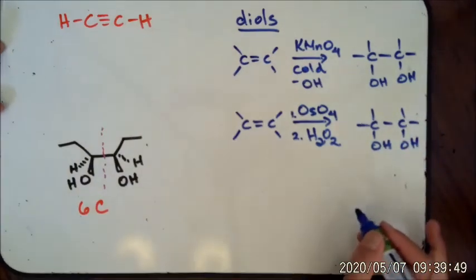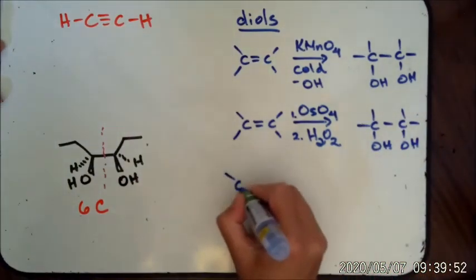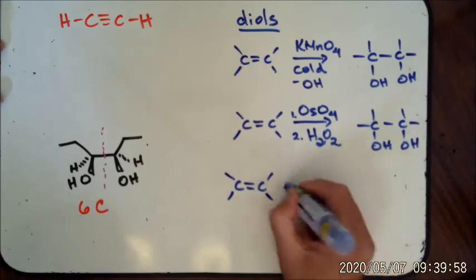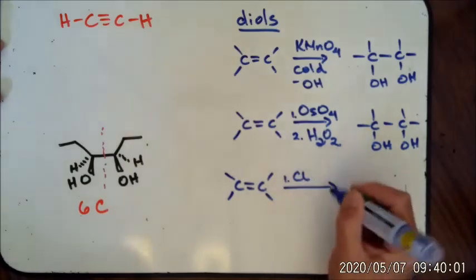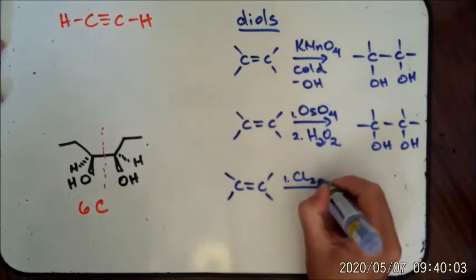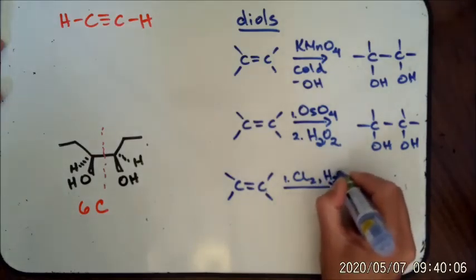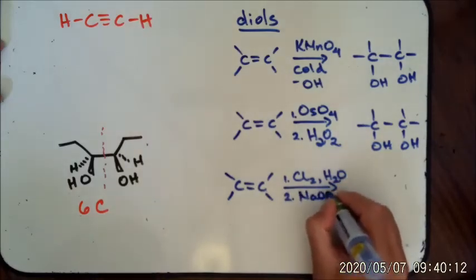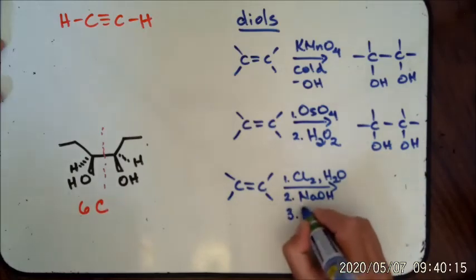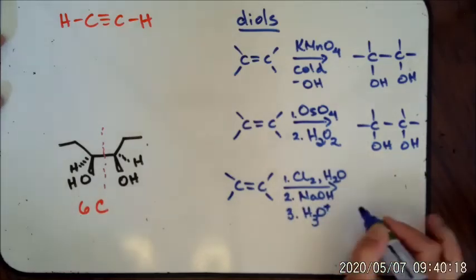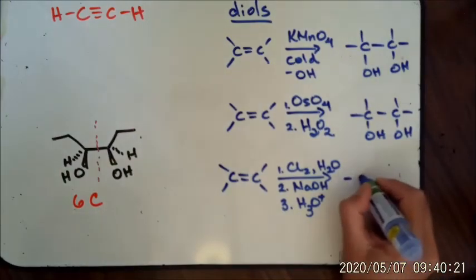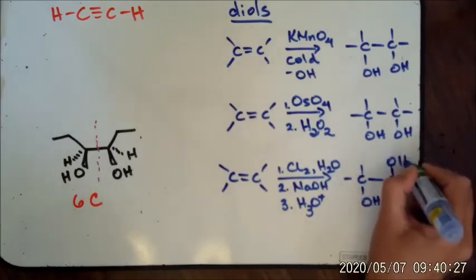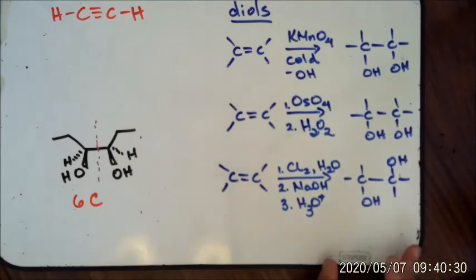And you can also make a diol if we made our halohydrin first. So basically, you make your halohydrin, you follow it by base, so you make your epoxide, and then you do an acid cleavage. Okay, and when you make it, this is what you make.